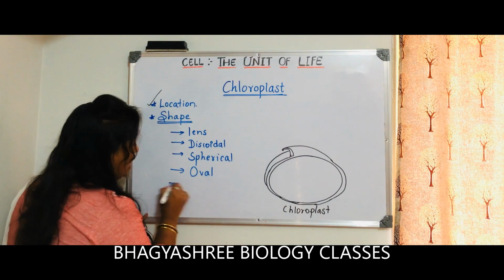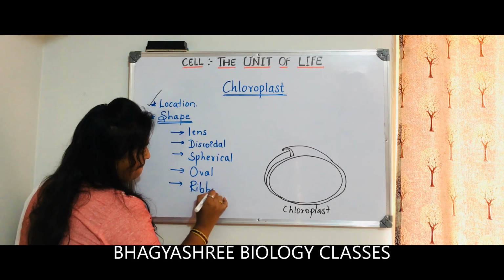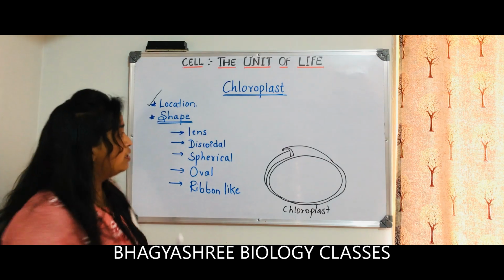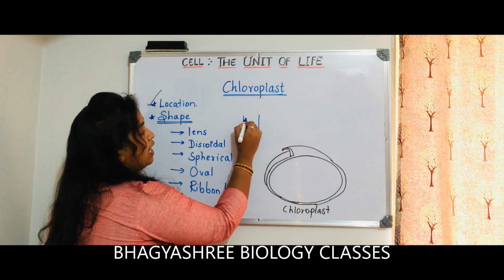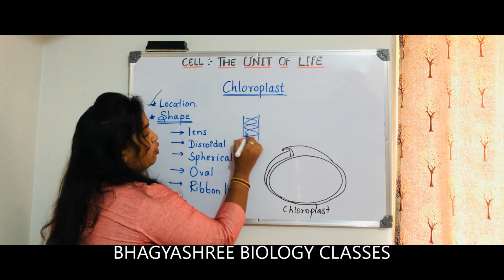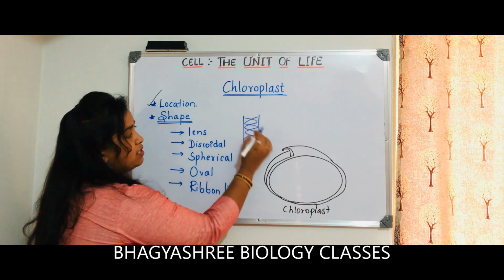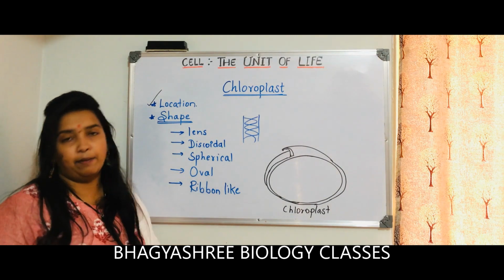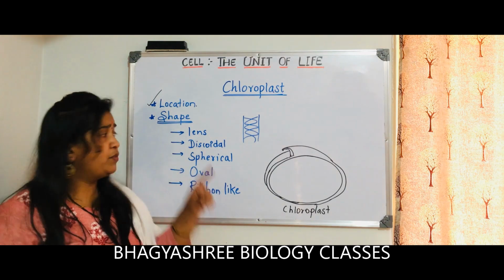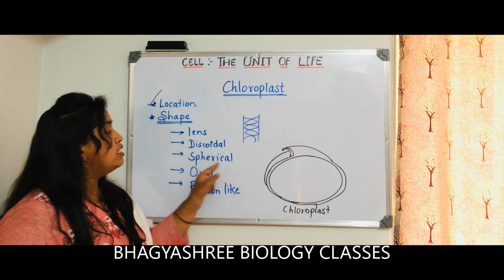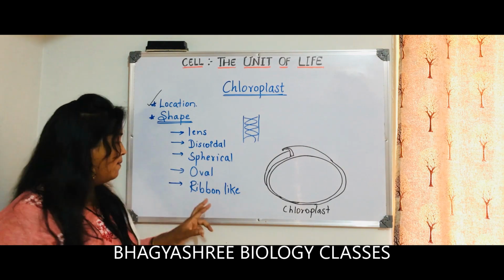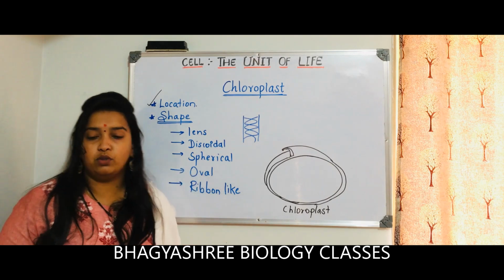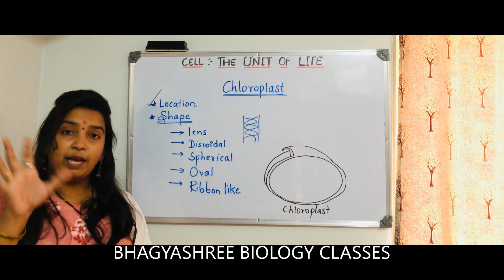It can be even ribbon-like structure. What is a ribbon-like structure? If you have seen Spirogyra, have you seen Spirogyra? It looks somewhat like this. So the chloroplast is present here, and it looks like a ribbon. So they say it is ribbon-like. So different shapes are there: lens shape, discoidal shape, disc-like, spherical, round one, oval like an egg, ribbon-like. The example is Spirogyra. I hope I made it clear. So these are the different shapes of the chloroplast.